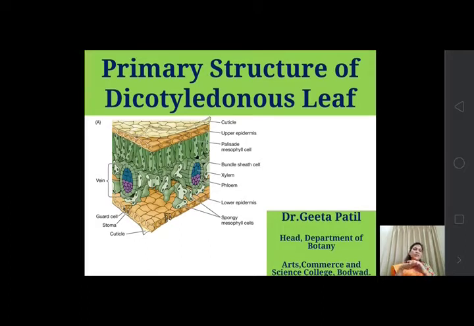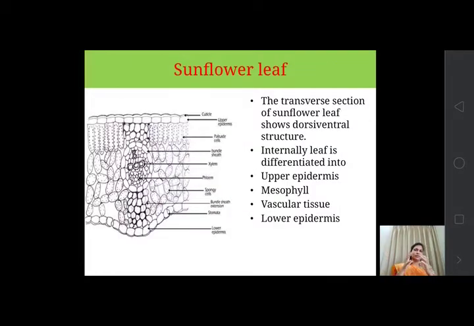At the upper side it is the upper epidermis, and at the ventral side, or you can say the lower side, it is the lower epidermis. So this dicotyledonous leaf, as it shows a dorsiventral structure in its transverse section, looks somewhat like that. Internally it shows four parts.